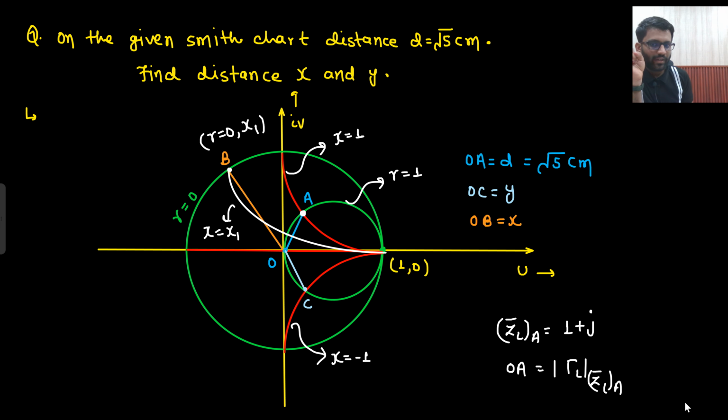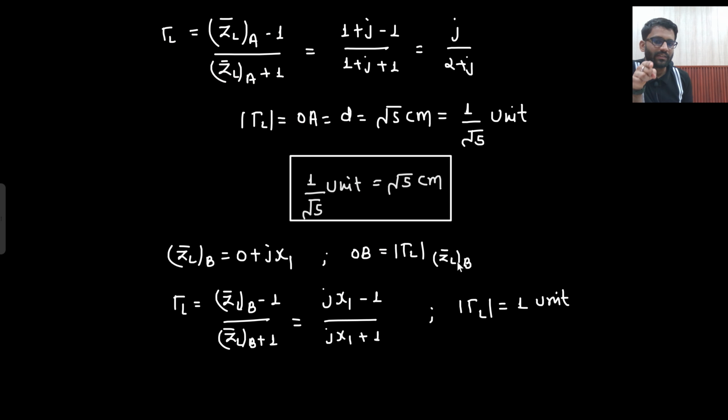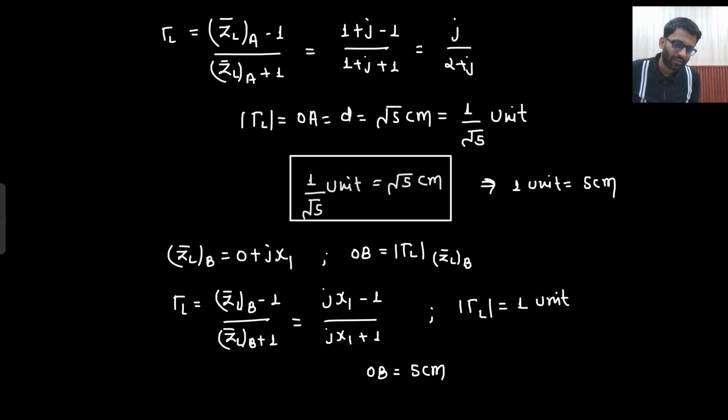Understood? So this OB distance is equal to 1 unit, but OB distance is not 1 centimeter. Why is that so? Because 1 by under root 5 unit was represented by under root 5 centimeter. That means 1 unit is represented by 5 centimeter. That means this OB distance is equal to 5 centimeter. Are you getting this point?